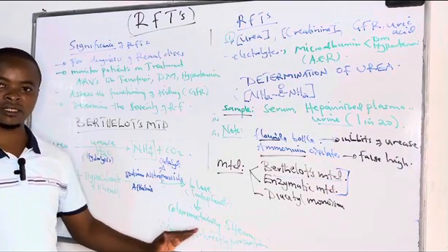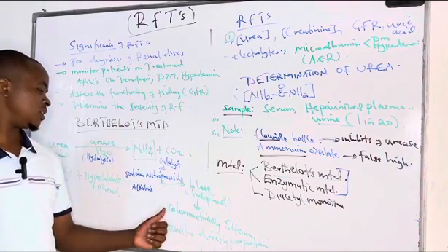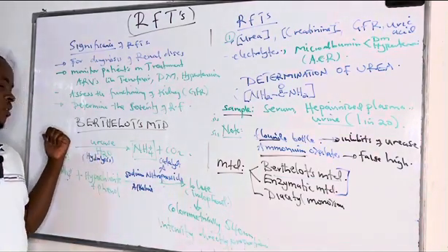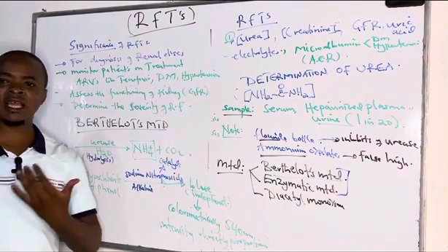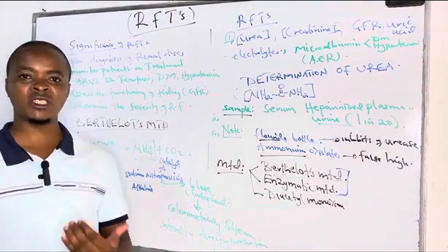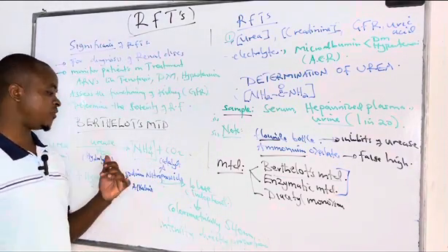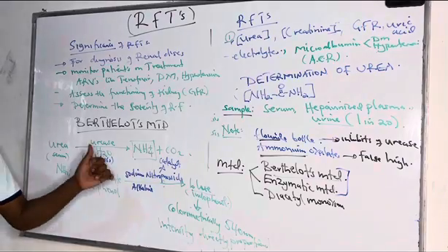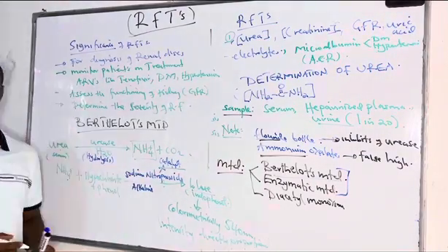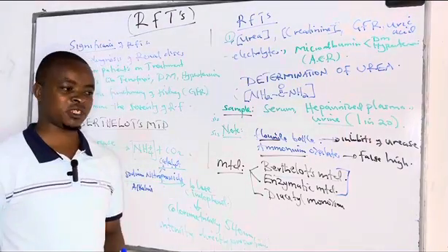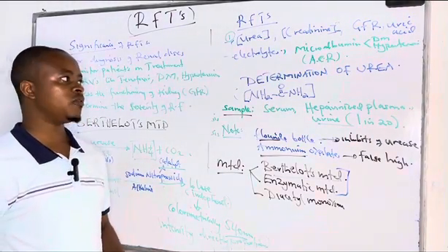And please never forget that the intensity of this color is always directly proportional to the amount of urea in the sample. Whenever I ask you which of the following is used as a catalyst, or which is the function of sodium nitroprusside, it is acting as a catalyst. It is speeding up the rate of biochemical reaction. And never forget that it is read at this wavelength.